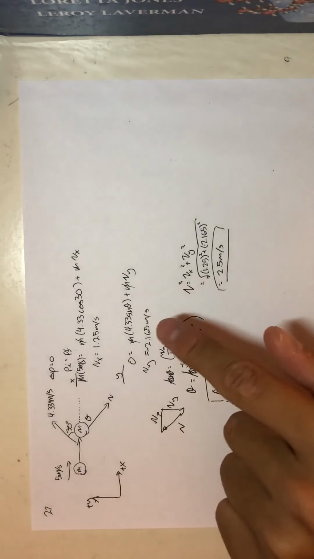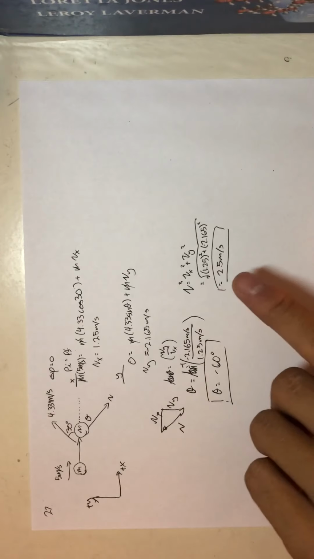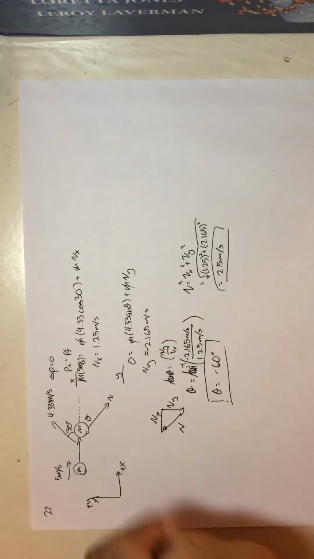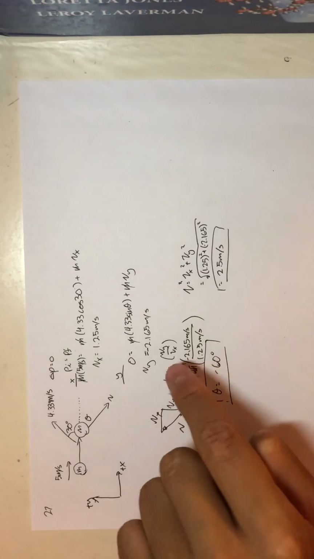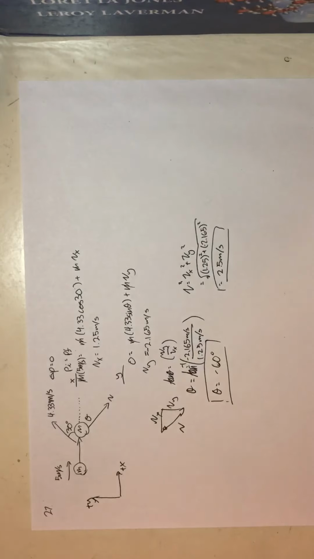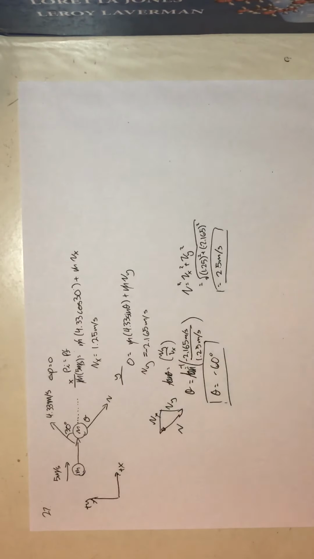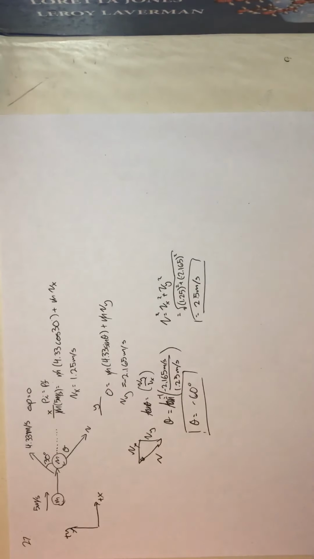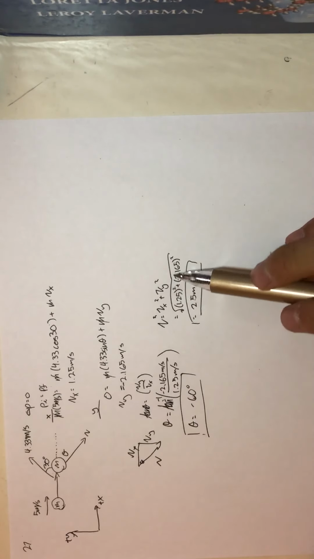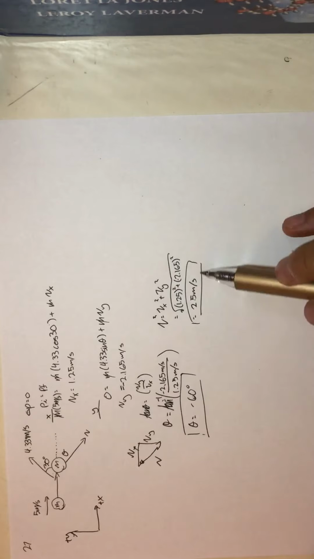And then plus m vy, the y component. And then you get vy equals negative 2.165 meters per second. And then you just do the Pythagorean theorem. So v, what you want to find, is v squared equals vx squared plus vy squared. And then you plug it in, you get 2.5 meters per second.